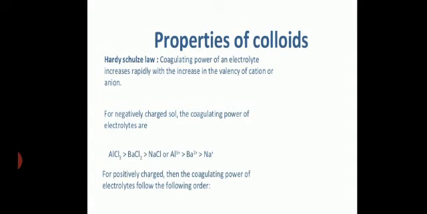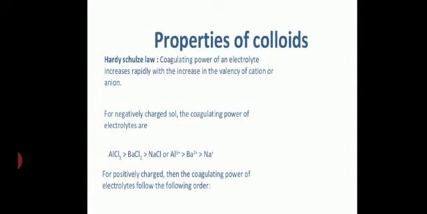Based on that, we can have a formula: coagulating power of electrolyte 1 by coagulating power of electrolyte 2, say aluminum chloride by barium chloride, is equal to coagulating value of electrolyte 2 by coagulating value of electrolyte 1. You must be wondering what the coagulation value is. That will be given to you.